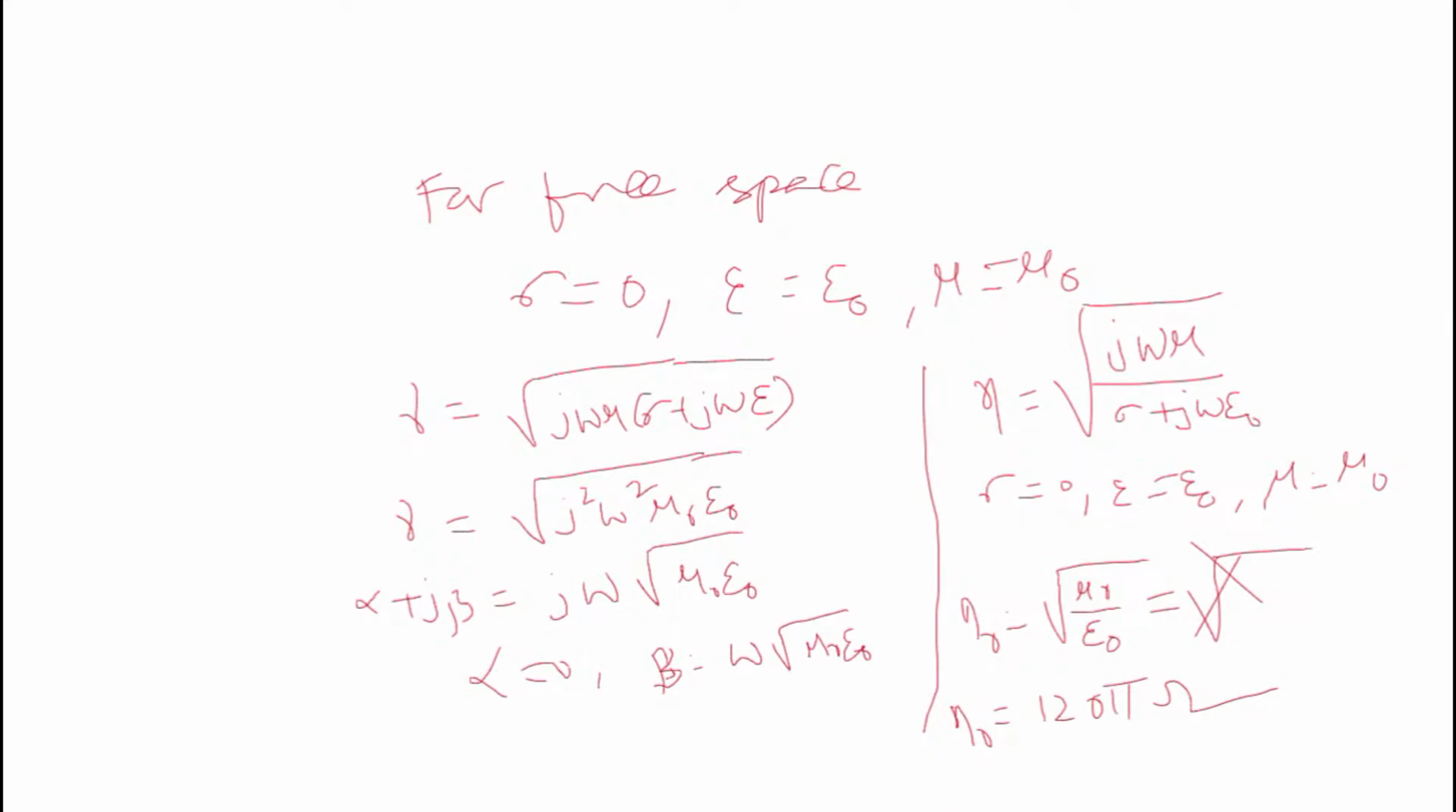These are the EM wave characteristics, that means gamma, eta, and eta naught. Of course, from gamma we have alpha and beta. These are the characteristics of the EM wave in free space.